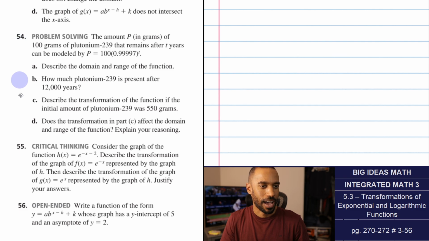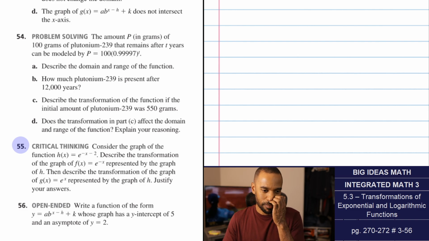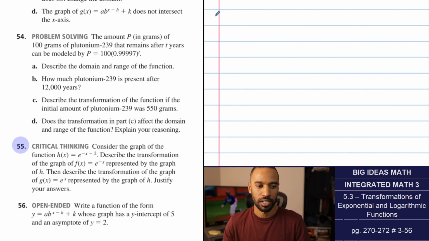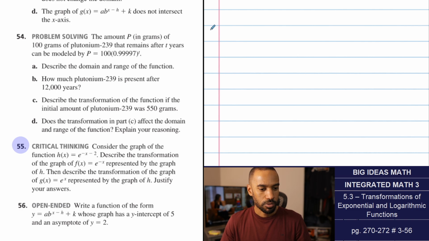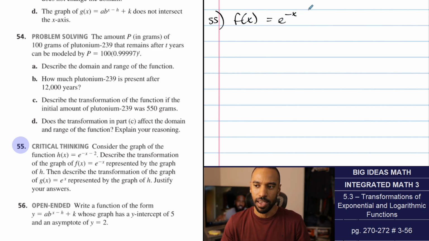All right, number 55, critical thinking. Consider the graph of the function h of x equals e to the negative x minus 2. Describe the transformation of the graph of f of x equals e to the negative x, represented by the graph of h. Does that mean we're going from h to f or f to h? Hold on. Describe the transformation of the graph of f of x, represented by the graph of h. Sounds like h is the transformation. So on number 55, we have f of x equals e to the negative x, and h of x equals e to the negative x minus 2.